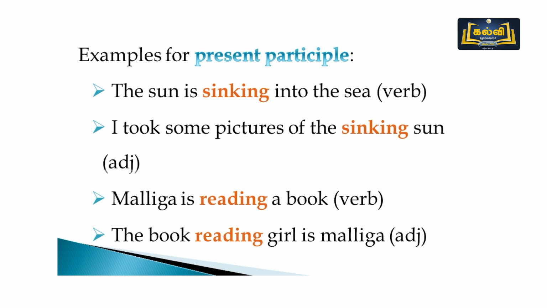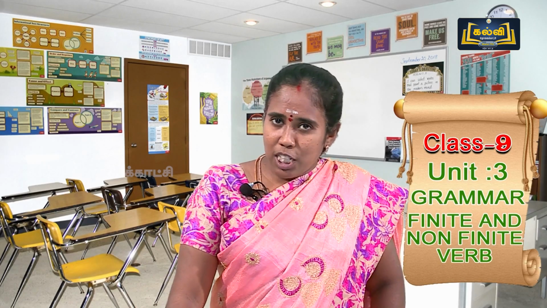Let us say once again both the sentences together. The sun is sinking into the sea. I took some pictures of the sinking sun. In the second sentence, the word sinking performs as an adjective. Let us go deeper. The present participle may combine with the auxiliary verbs be and have to form continuous and perfect continuous verb forms. Shall we see that?